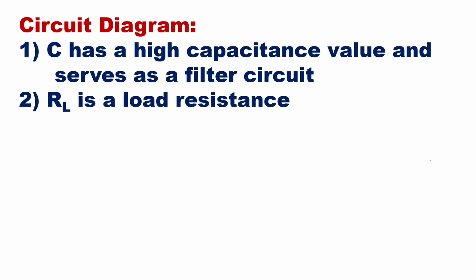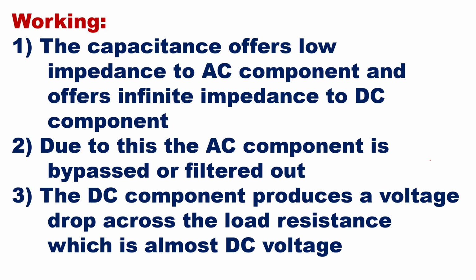So the circuit diagram shows that the capacitor C has a high capacitance value and serves as a filter circuit. RL is the load resistance. The capacitor offers low impedance, that is low reactance, low resistance to the flow of current, to the AC component, and offers infinite impedance to the DC component. Due to this, the AC component is bypassed or filtered out. The DC component produces a voltage drop across the load resistance, which is almost the DC voltage, the pure DC at the output.